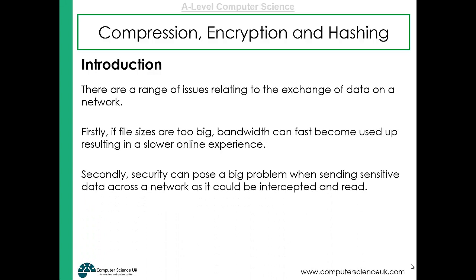Secondly, security is a big problem. If you're sending sensitive data across a network, we don't want it to be intercepted and read. If it is going to be intercepted, we'd much rather it be scrambled so that it cannot be understood. So, two issues, speed and security. And we'll look at different things we can do to remedy these issues.